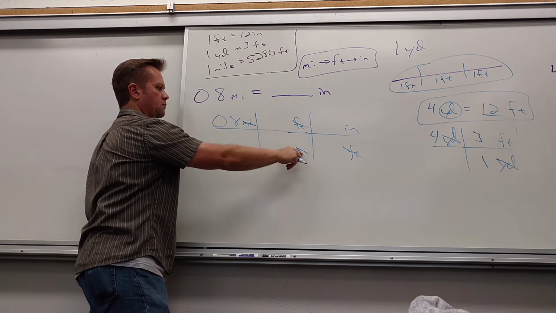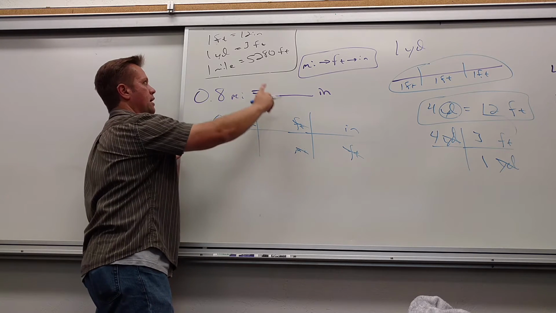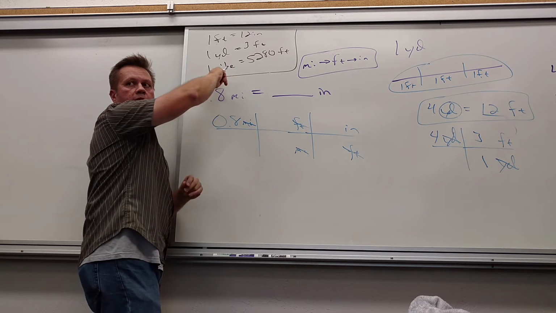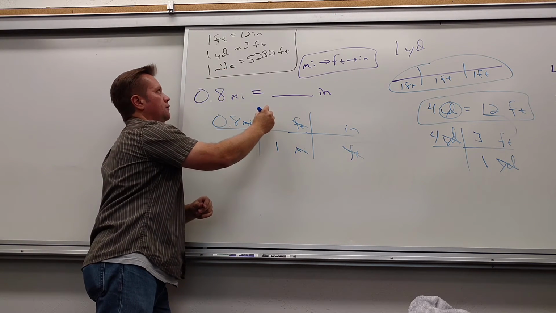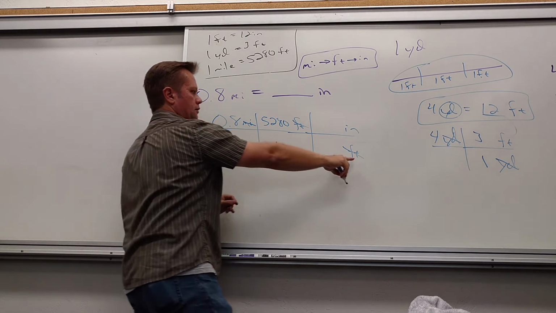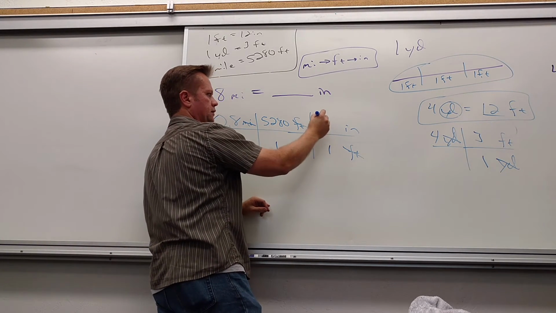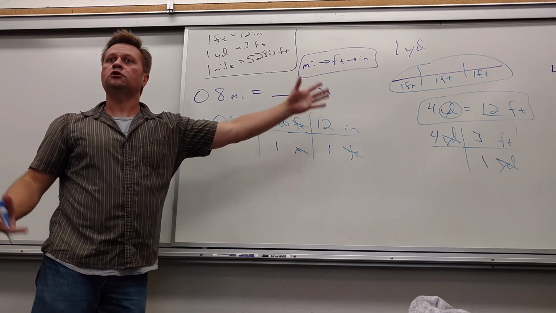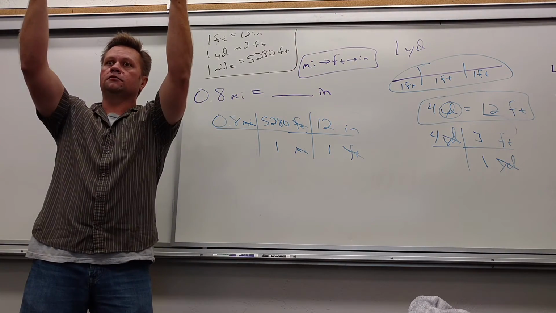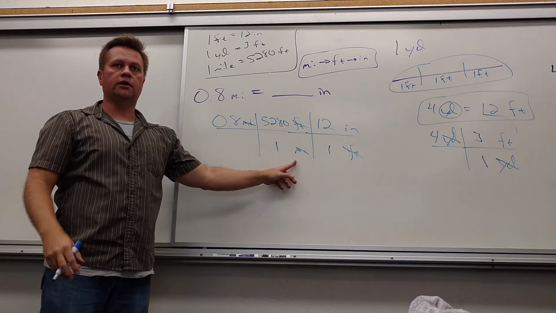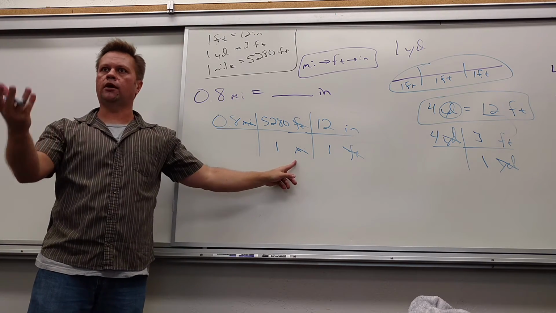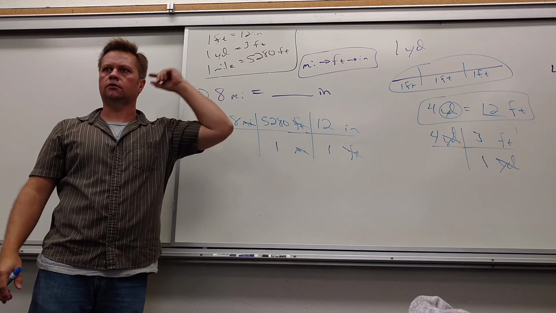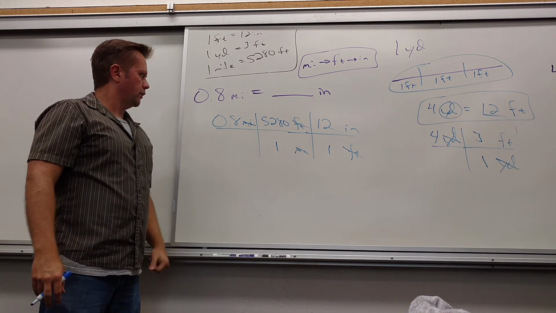So now what goes next to these? What do I know about feet and miles? What goes next to miles? 1 mile is 5280 feet. 1 foot is 12 inches. So what do I do with all these? Multiply all of them because they're all on the top. Anything on the bottom I divide by, which we already know that. Anything on top I multiply. So whatever that comes out to.